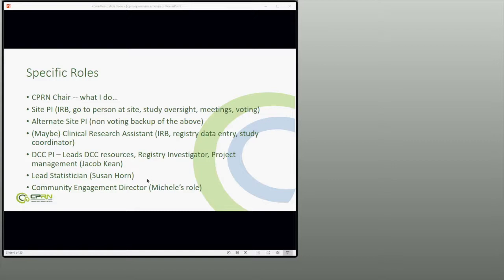Talked about DCC PI and the roles Jacob plays and the role that Susan plays as our lead statistician. And then lastly, we have this community engagement director and Michelle Schusterman, who heads up CP Now and is not often capable of finding the time to be on this call, but she is super engaged with our community and has just done a great job making sure that both for Research CP and for our Community Advisory Council, we've got a very diverse set of people advising us and being available to help where we want to do the right level of patient engagement or community engagement for research. So any questions on roles?